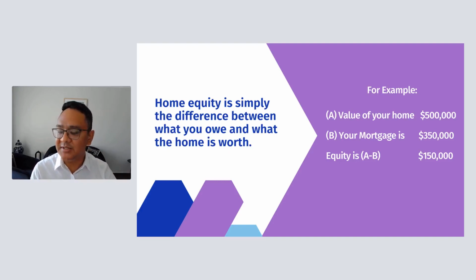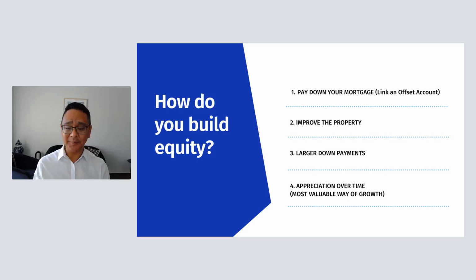Okay. Now, how do you build equity? Normally equity is built over time. When you pay down your mortgage, you build equity. For example, let's say you've taken a home loan, it's normally 30 years, and you're now 26 years into the loan. Maybe you've paid the monthly repayments, plus you've linked an offset account to it, and that has decreased your loan over the period of years, and that increases the equity you have in the property.